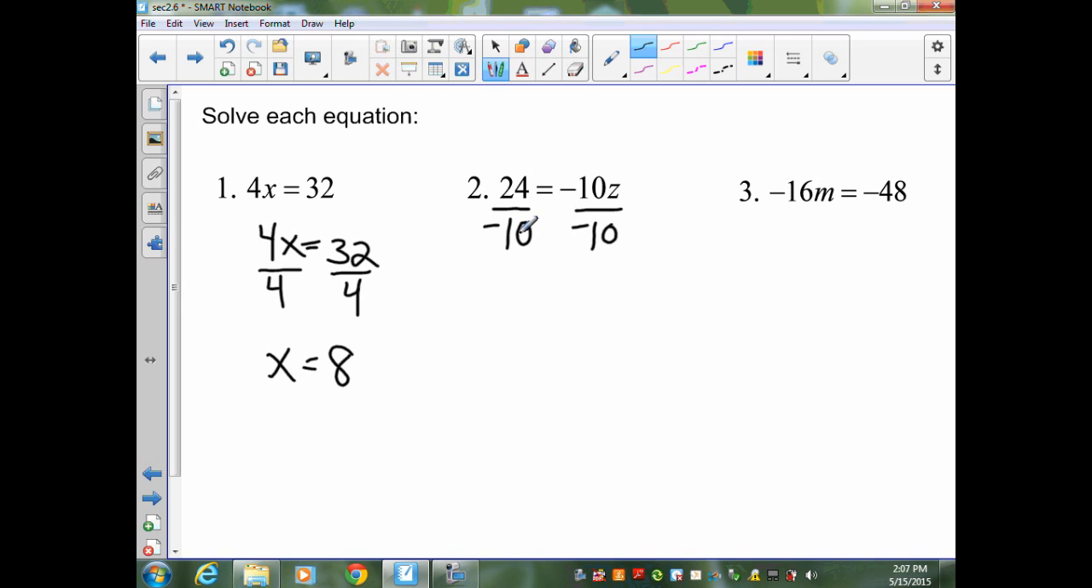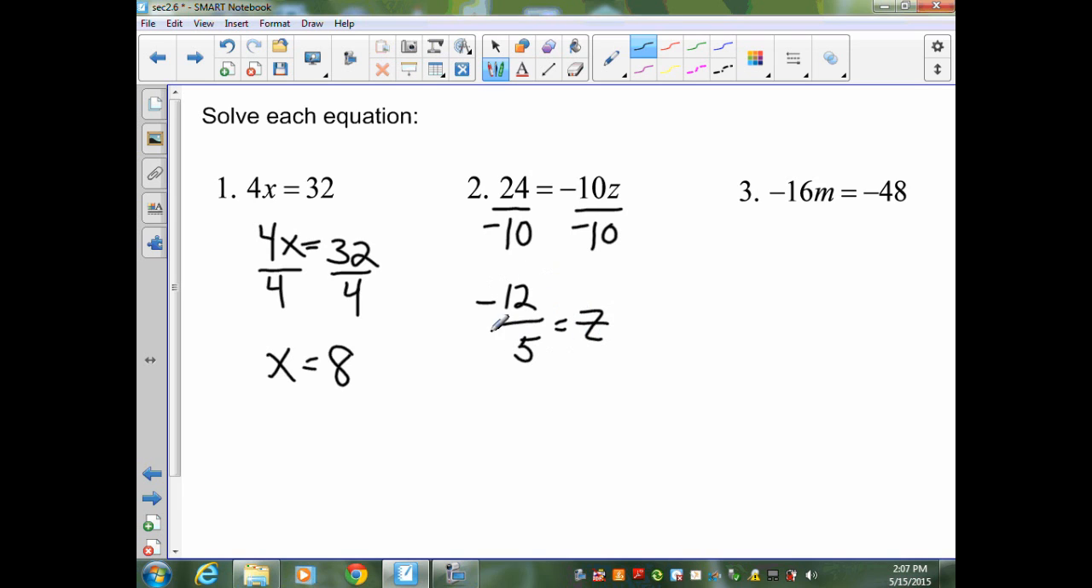And when I do that, 24 divided by a negative 10, positive divided by a negative is a negative. And now I want to simplify this. What goes into both 24 and 10? The answer to that is 2. 2 goes into 24, I get 12. 2 goes into 10, I get 5. Equals negative 12 over 5.